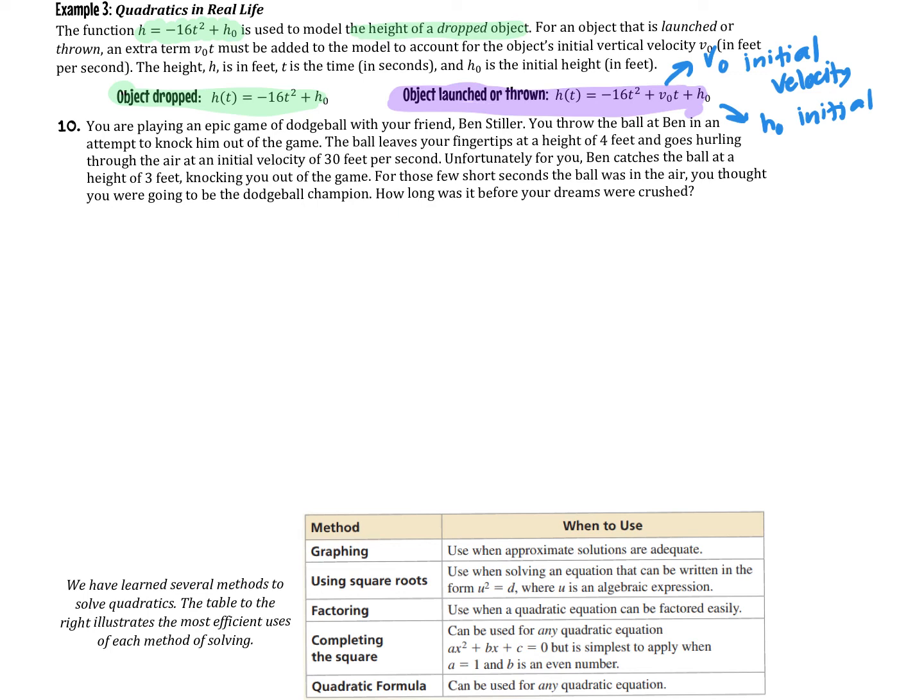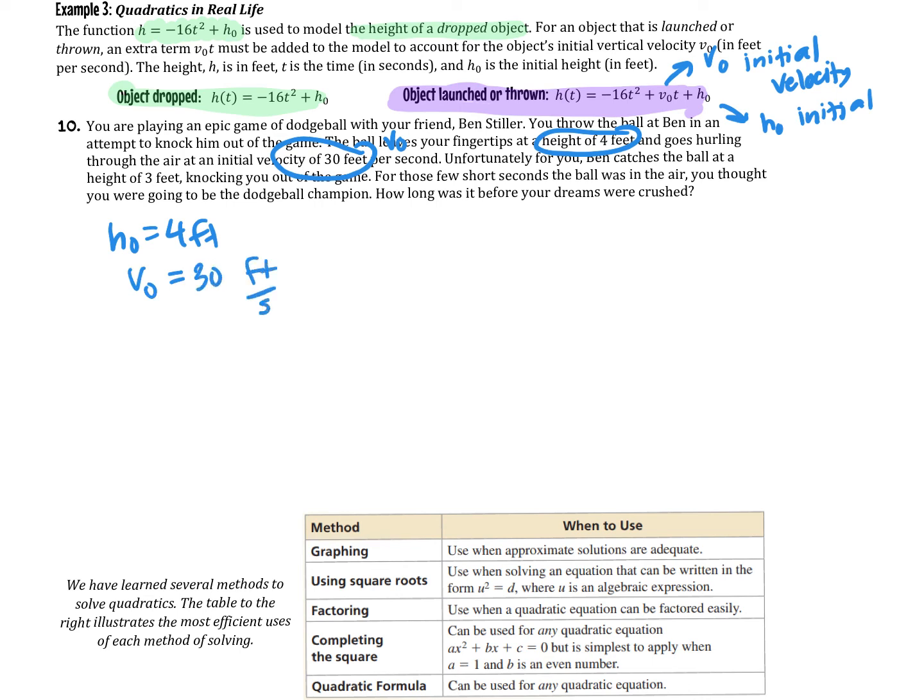So then we're going to apply that to question 10 here. You are playing an epic game of dodgeball with your friend Ben Stiller. You throw the ball at Ben in an attempt to knock him out of the game. The ball leaves your fingertips at a height of 4 feet. So we were just given our initial height, and it goes hurling through the air at an initial velocity. So we were just given our initial velocity of 30 feet per second.